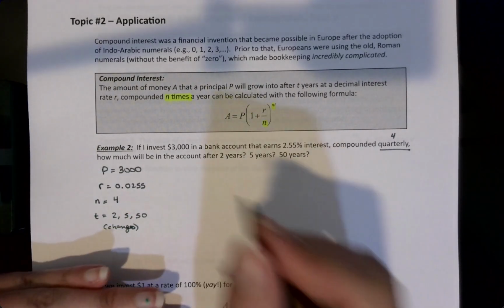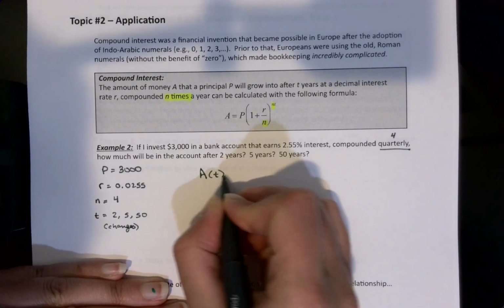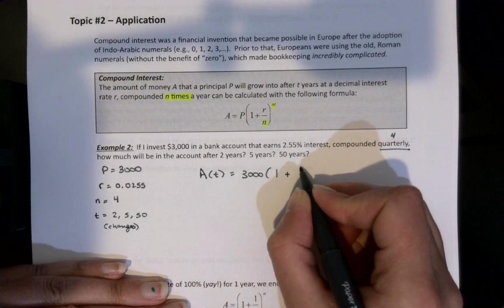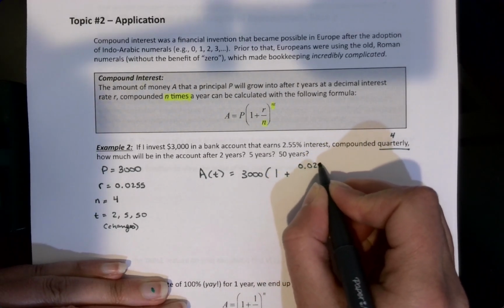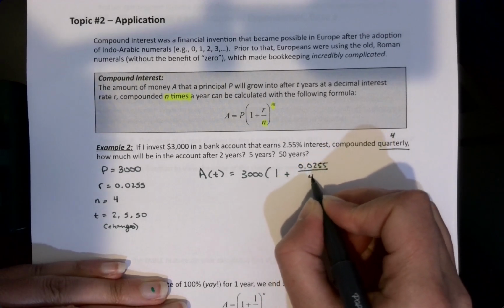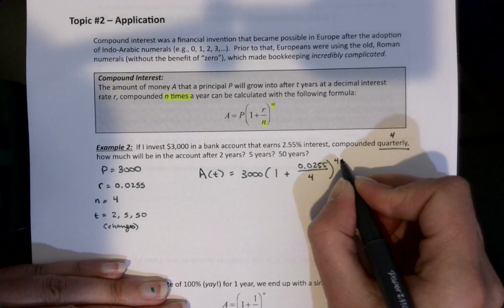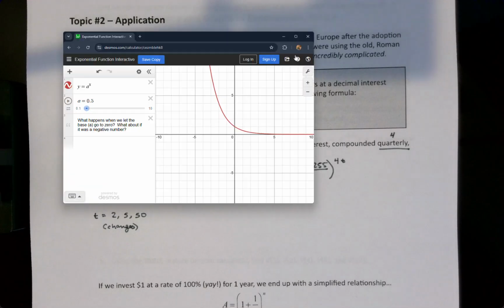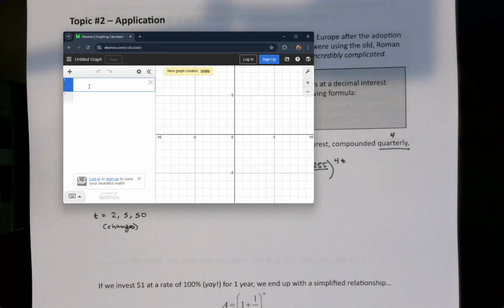Since T is changing, I'm going to start writing this equation as a function. A of T. The principal is always 3,000 times 1 plus the interest rate R, 0.0255, over the N value of 4 to the 4 times T. Let's enter this function and take a look at its graph. $3,000 times 1 plus 0.0255 over 4 to the power 4 times T.